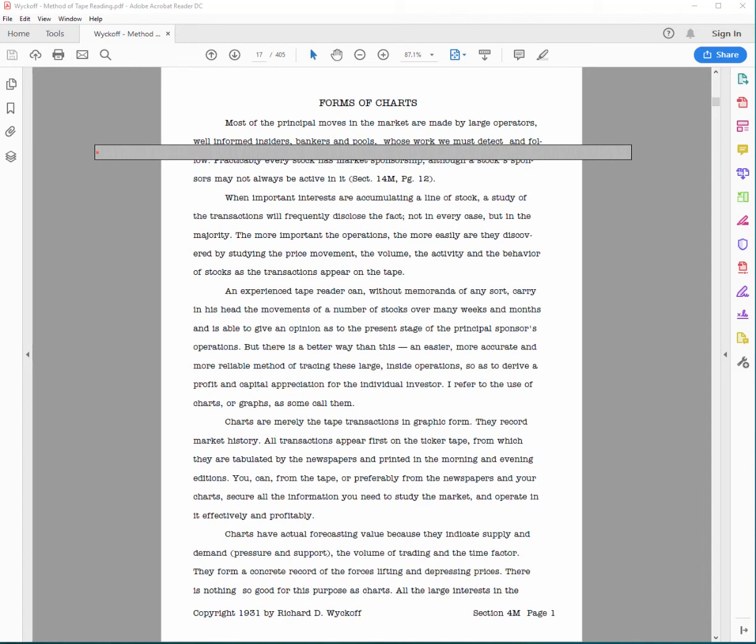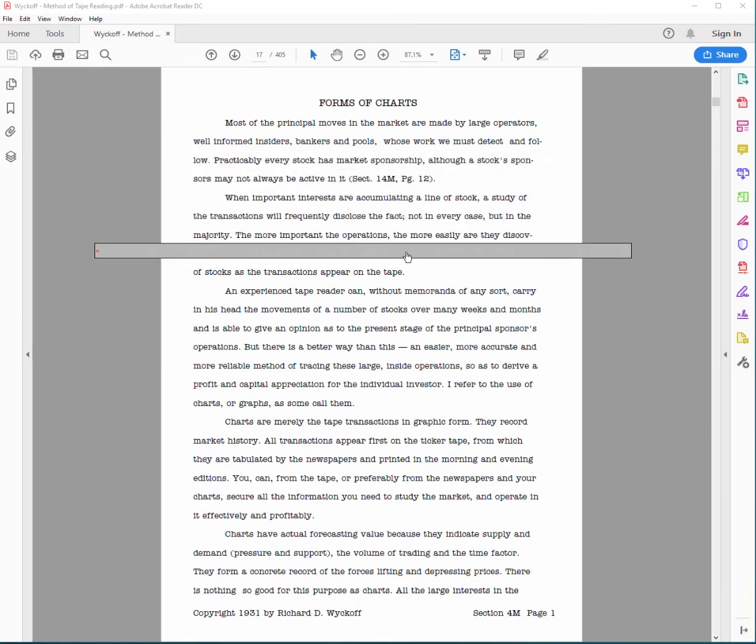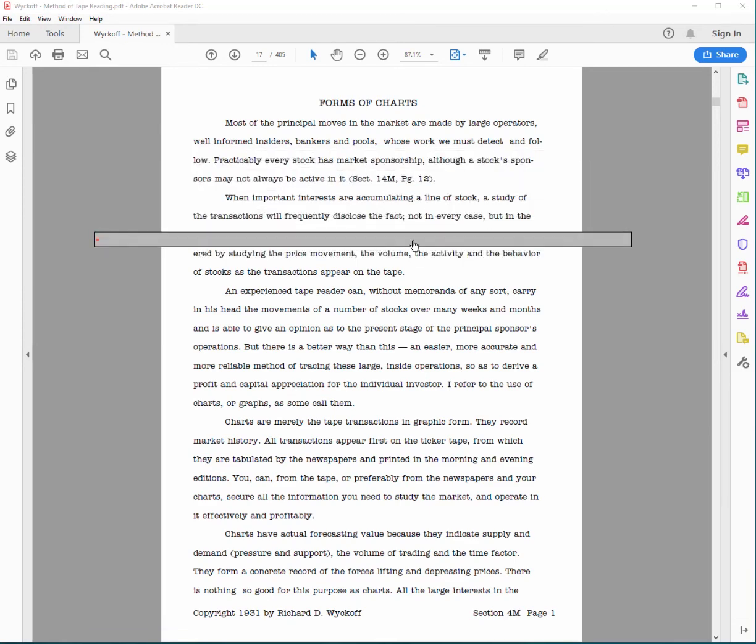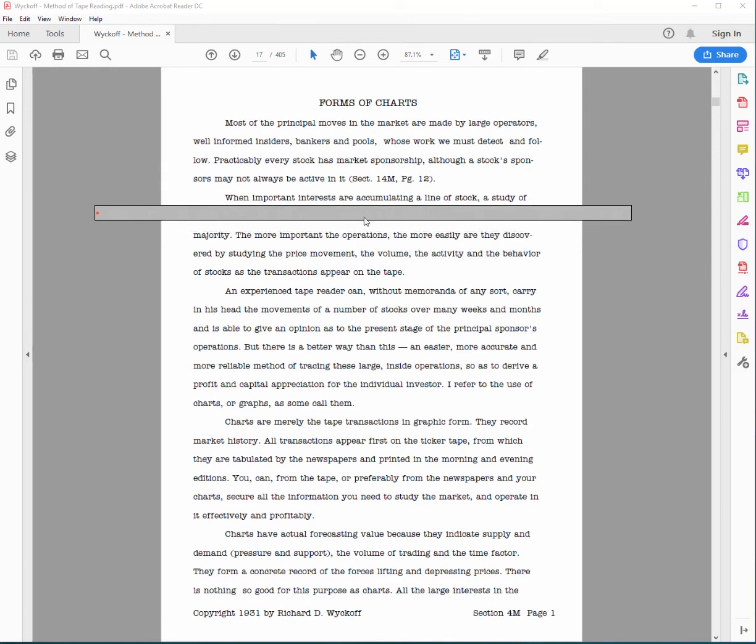Let's just start. So these are forms of charts. There's nothing really rocket science about them, but there are some things you have to know. Most of the principal moves in the market are made by large operators. Large operators. People who are in the know.